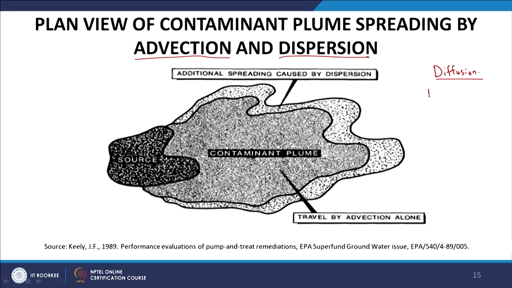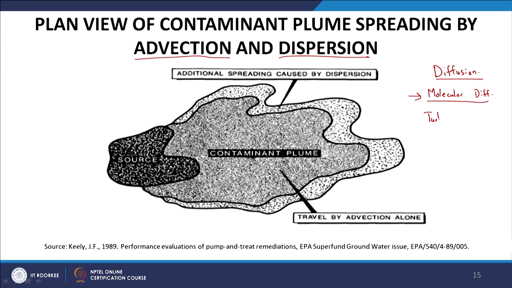So when concentration is high at one location and low at another, you are going to have molecular diffusion from one location to the other. That is how I am describing diffusion. What we have discussed is molecular diffusion, and that is remarkably slow.